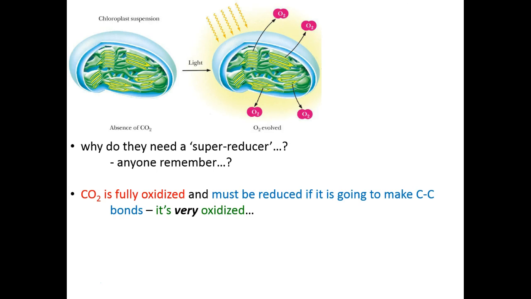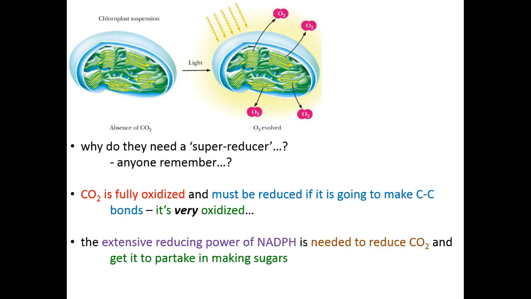If we're going to take that carbon from carbon dioxide and use it to make sugars, we need to reduce that carbon. If it's fully oxidized, we need to revert it to a reduced state. And in order to reduce fully and very oxidized carbon dioxide, we need a super reducer. So the extensive reducing power of NADPH is what we rely on to reduce the carbon of carbon dioxide and get it to take on protons and electrons. To hydrate those carbons into carbohydrates, we need a super reducer. So that's where we're going in all of this.